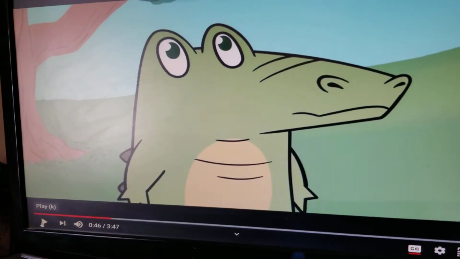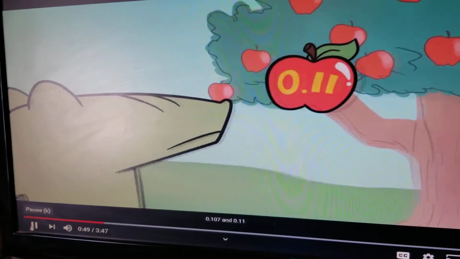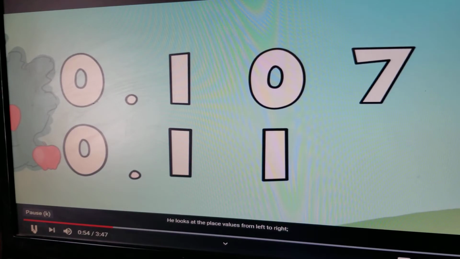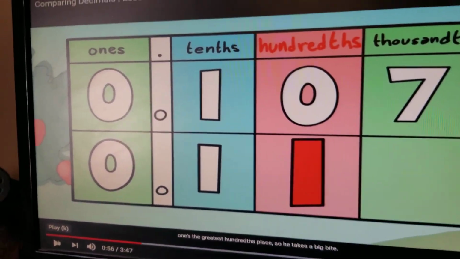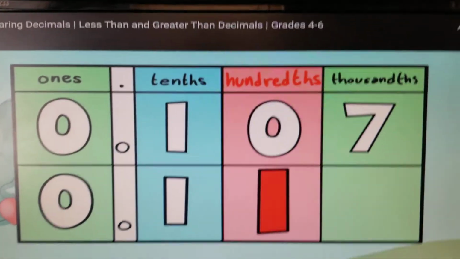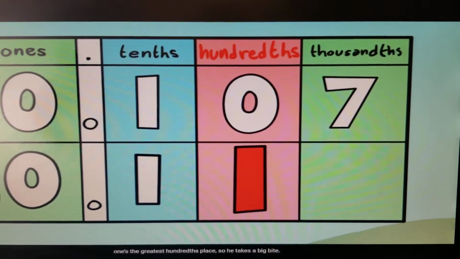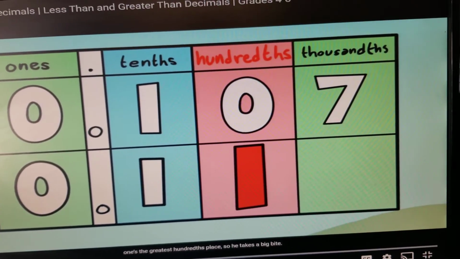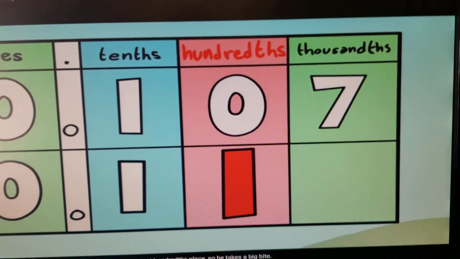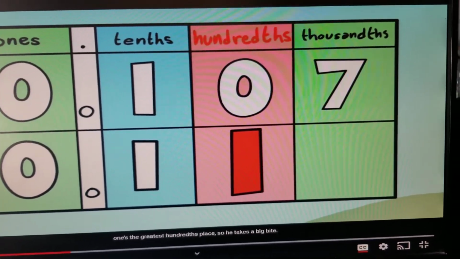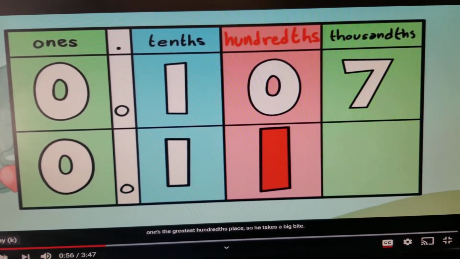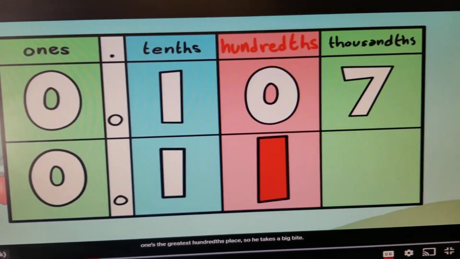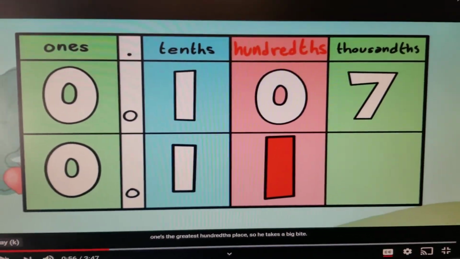Okay, so let's go back and go over some of what was talked about. 107 thousandths and 11 hundredths. The greater value is what the alligator gets. He looks at the place values from left to right. This is our place value chart that we had yesterday. We look at the ones column. The ones column is the same. If we look at the tenths, which is the number after the decimal, that's also the same. Then we go to the hundredths. We notice there's a 0 and a 1. The 1 is greater than the 0. So 11 hundredths is greater than 107 thousandths.